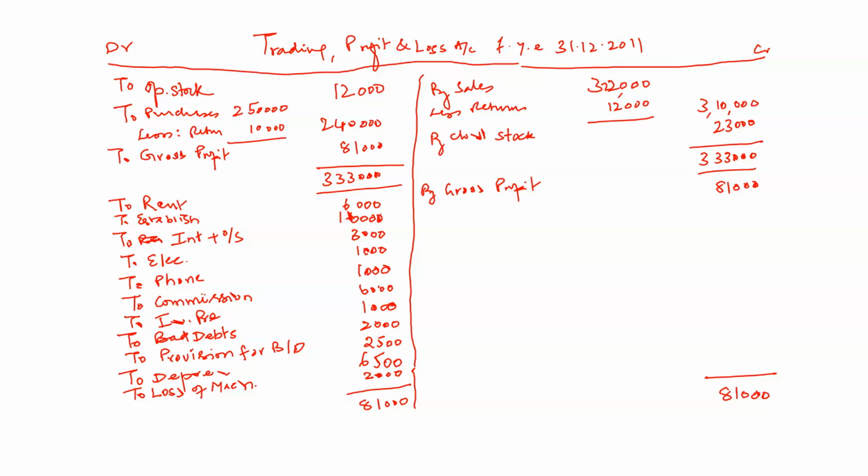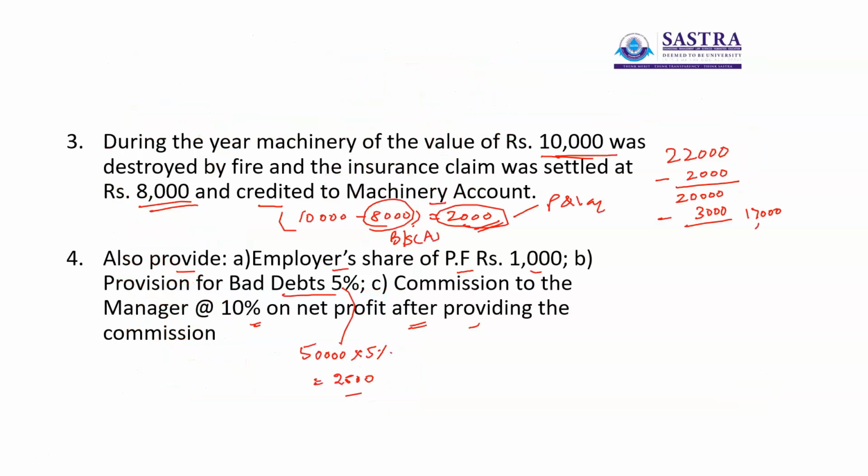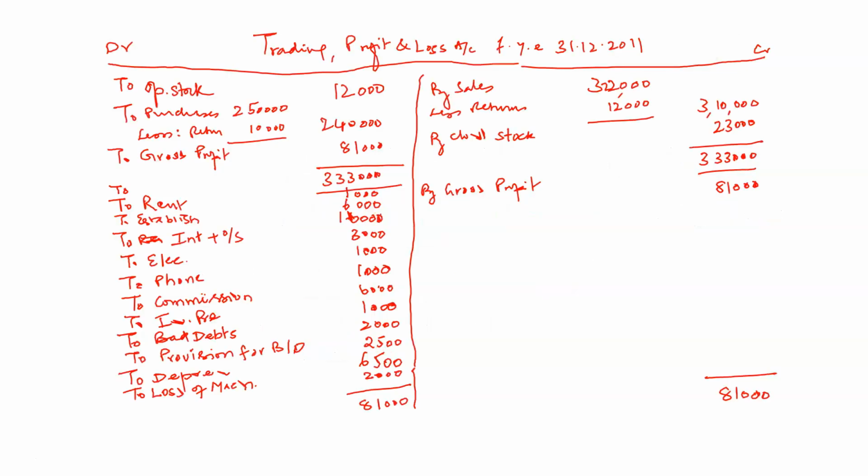And provision for employer's PF contribution, which is also missed out. I'm just adding it. It is given in adjustment A, to provide for employer's share of PF, rupees 1,000 to be provided. So which means it should be debited here. Provision for PF.